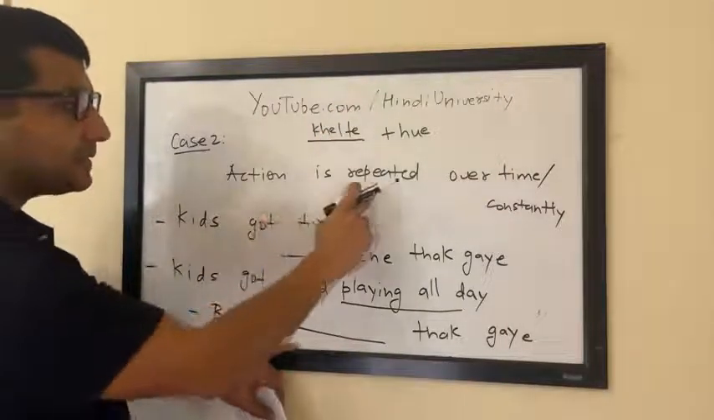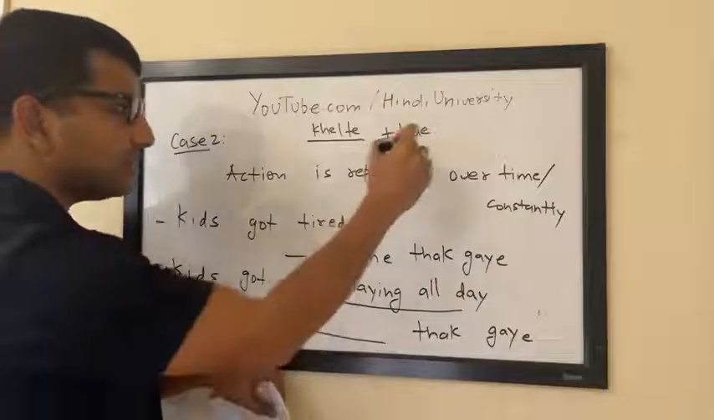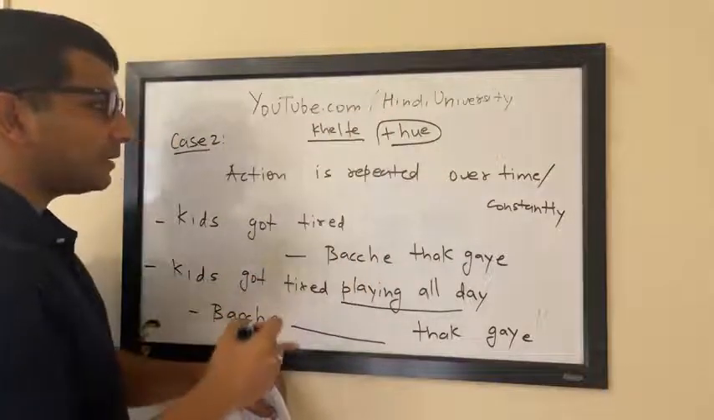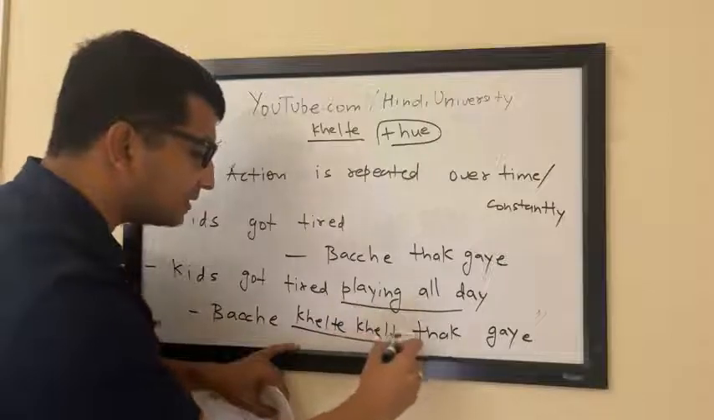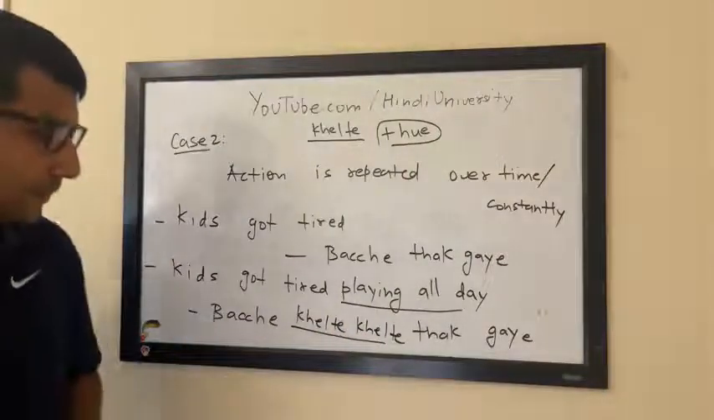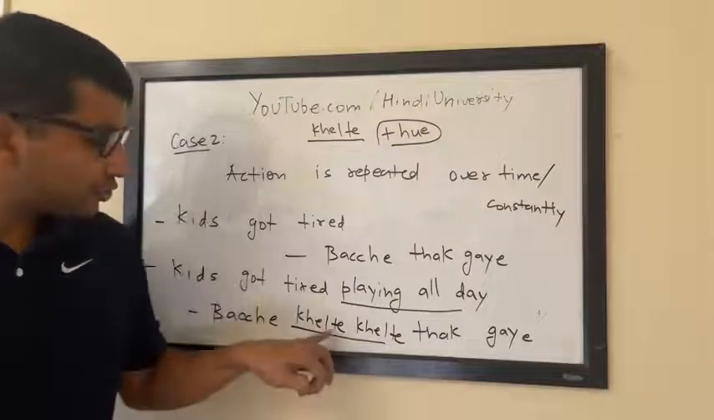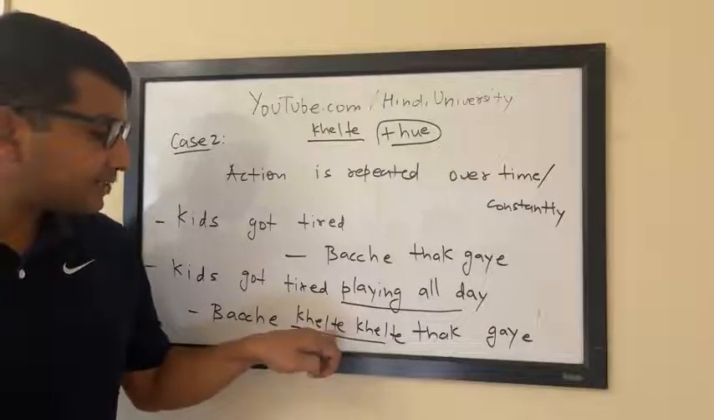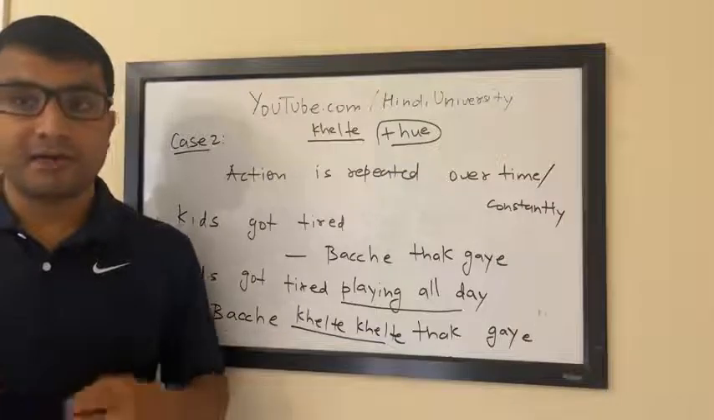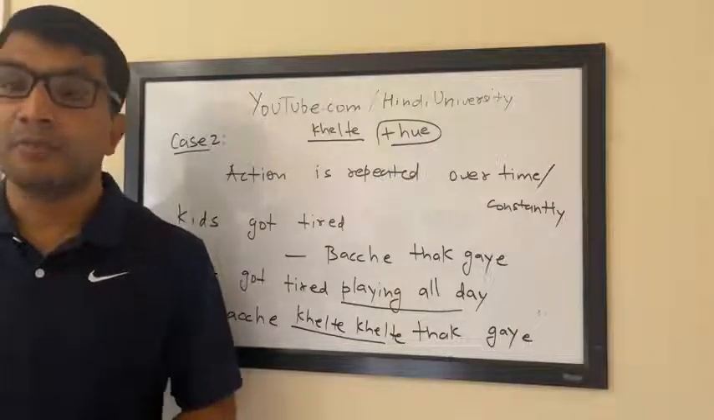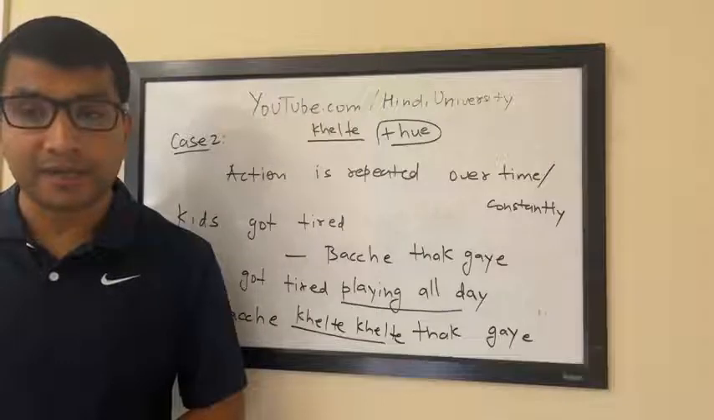But this case is where the action is repeated over time. In that case you will not use हुए, you will just write that form twice and say बच्चे खेलते खेलते थक गए. To simplify it again, if an action is repeated over time, you will just use the relevant participle form twice. बच्चे बोलते बोलते थक गए. They got tired just speaking again and again. बच्चे पूरा दिन खेलते खेलते थक गए. They got tired playing all day.